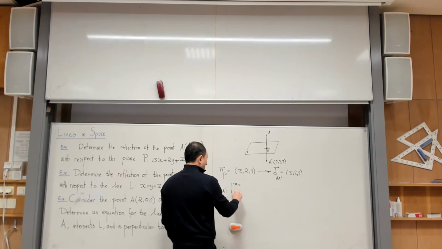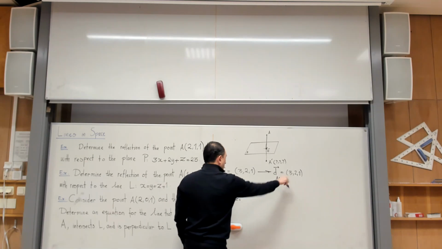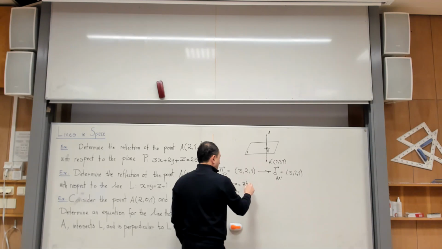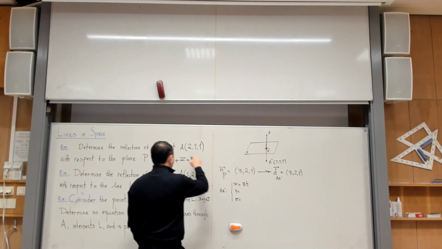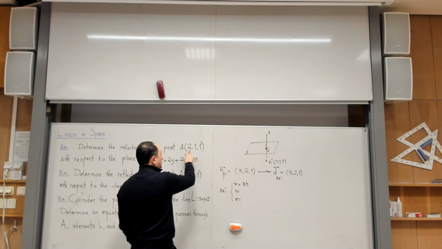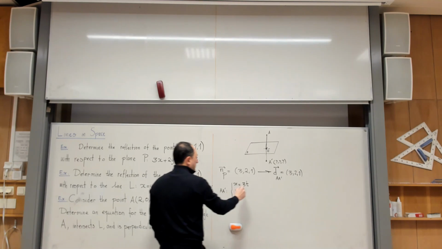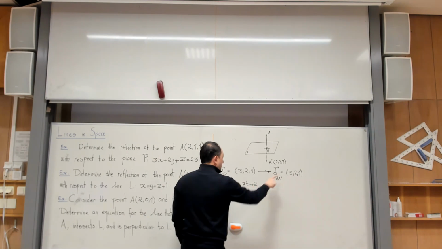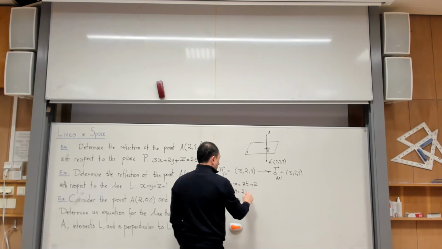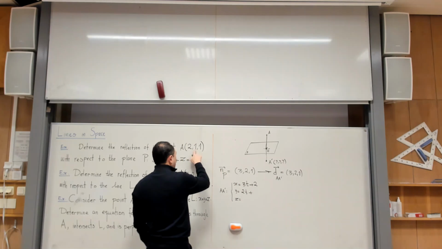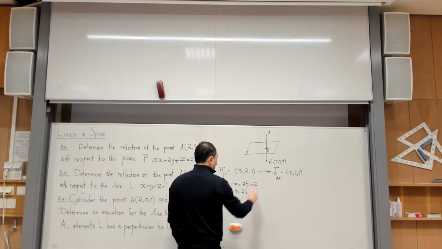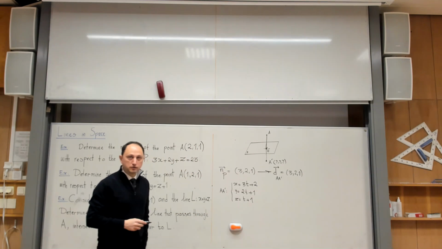has x equals, y equals, z equals. X is what? This component times your parameter t plus the x coordinate of one of the points that you know is on the line. So that's 2t plus 2. Then y is 2t plus the second number, 1, and z is t plus again 1. This is an equation for my line.